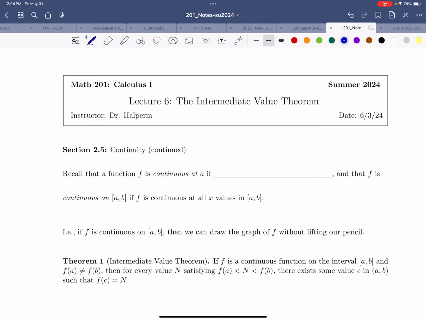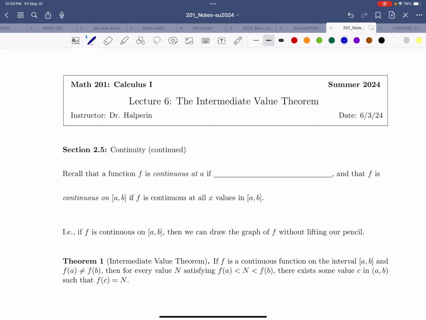Let's look at the next lecture. Now, this is still part of the topic, section 2.5, continuity. It's the second part of it, the intermediate value theorem. It's a theorem whose prerequisites involve that a function be continuous.